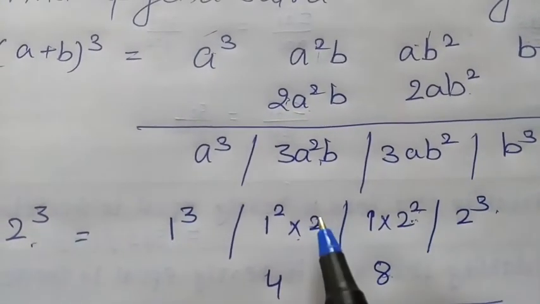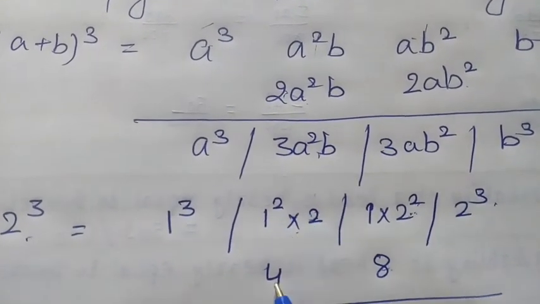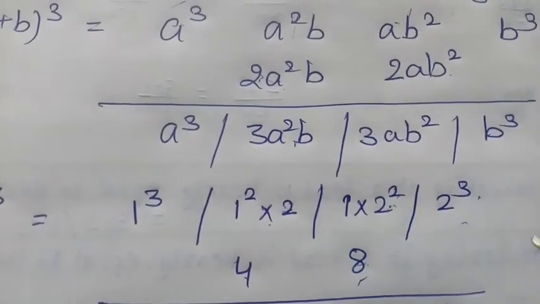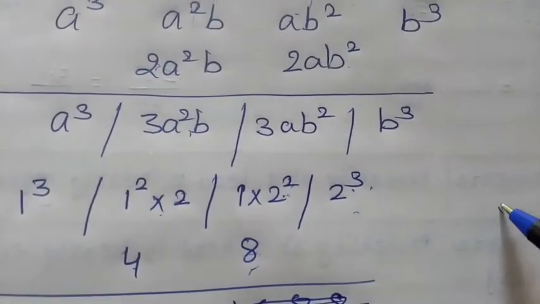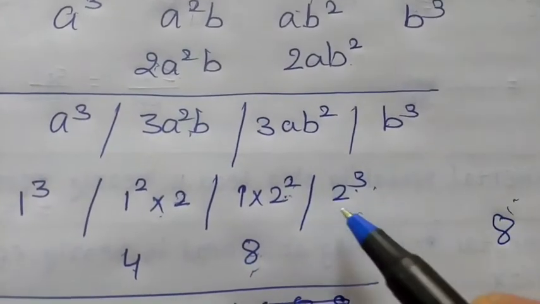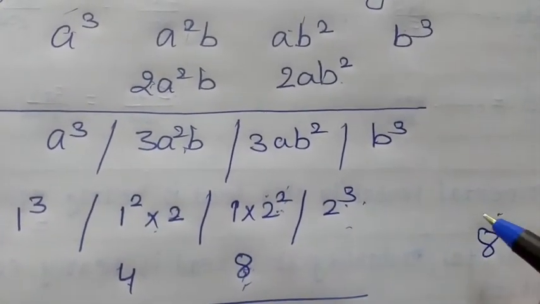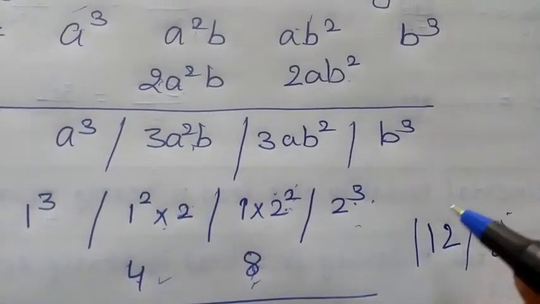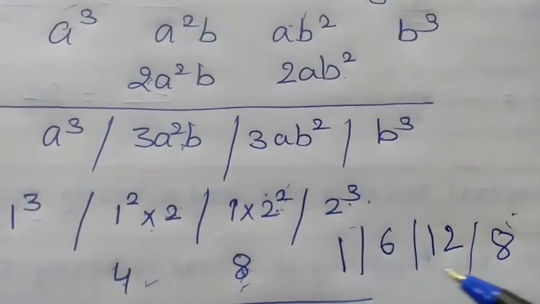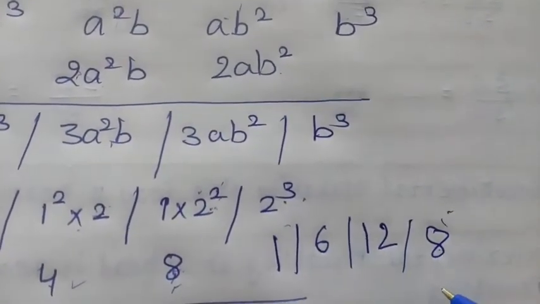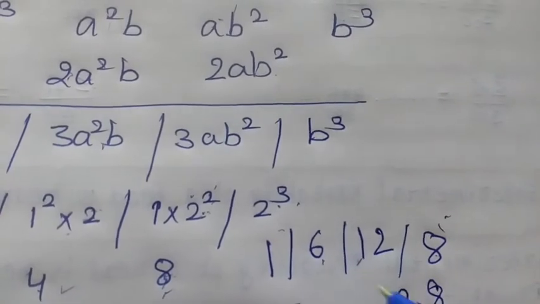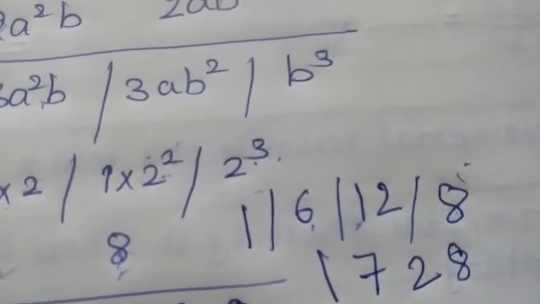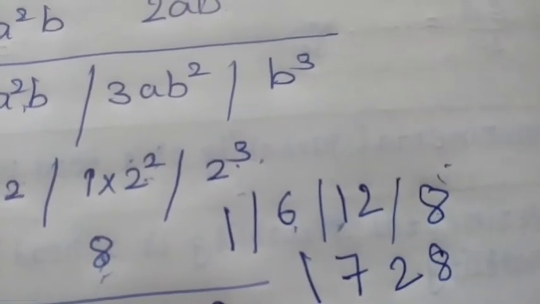Here is 1. 2 ones are 2. Just double: 2, 4, 8. And adding this, 2 cube is 8. 2 plus 4 is 6, plus 8 is 12. And next, 4 plus 2 is 6, and 1. So here the base is 10, therefore 8, 2, 6 plus 1 is 7, and 1. 1728 is the answer.